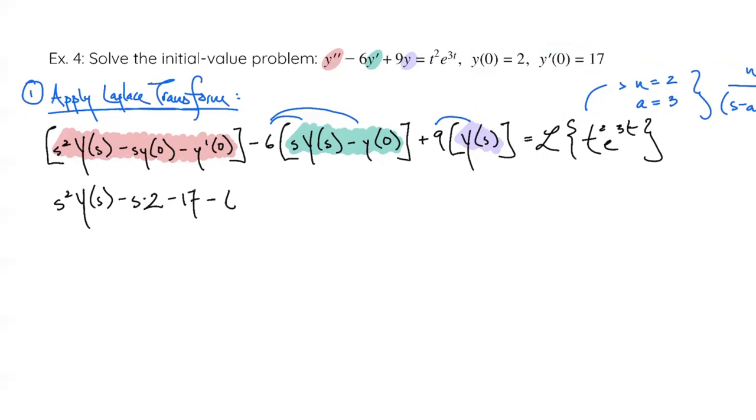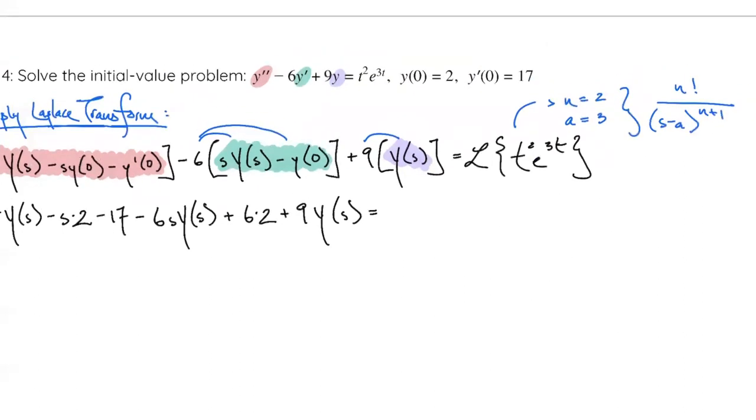Minus 6s Y of s plus 6 times 2 plus 9 Y of s is going to equal, now let's go ahead and write down our 2 over (s minus 3) cubed.